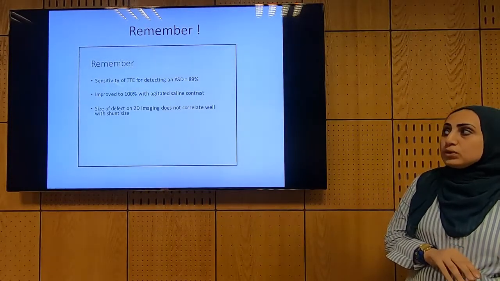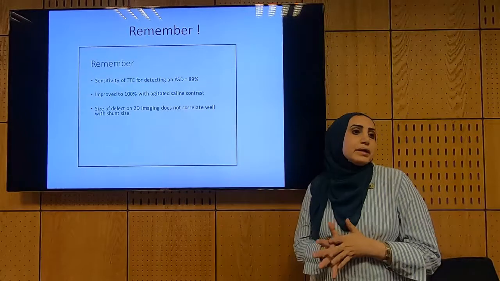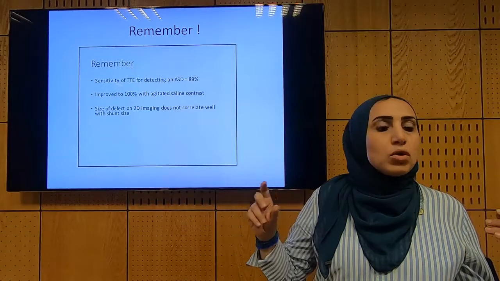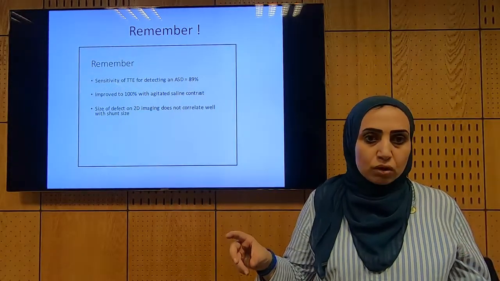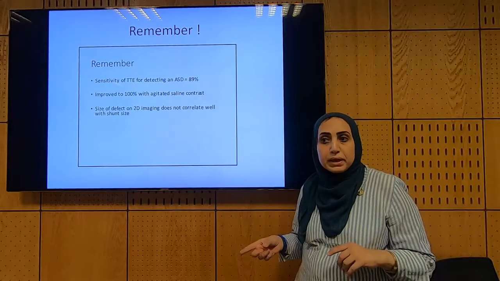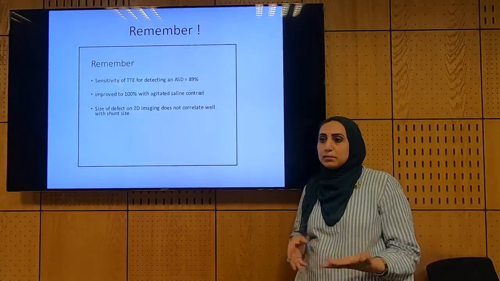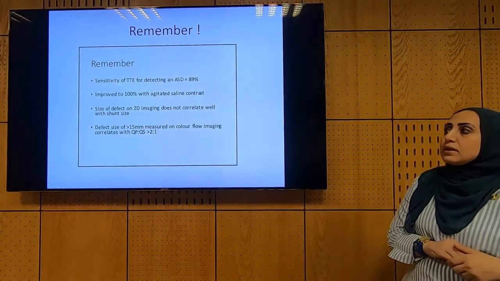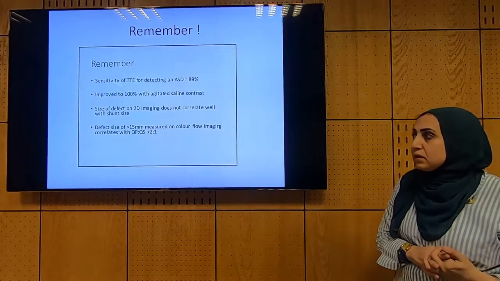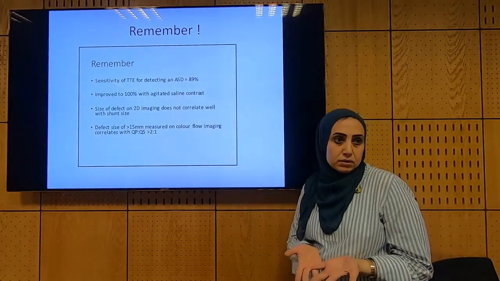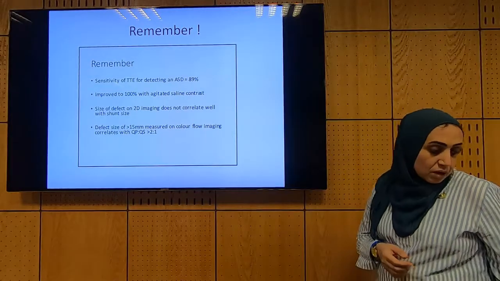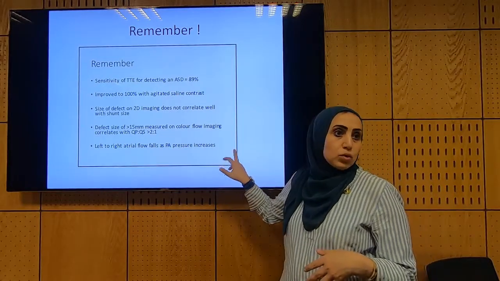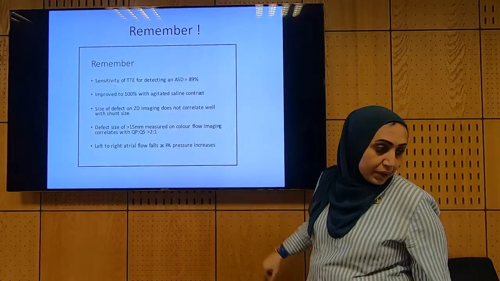The size of the defect on 2D does not correlate with the true size of the defect. I mean, the ASD is a 3D structure, so when you find it small in one plane by echo, it does not mean it's small. So you have to check in orthogonal planes, and you have to check for the hemodynamic effect, like dilatation of the ventricle and the atrium. Usually it's said that if the defect is more than 15 millimeters, the shunt will be significant. This is a rule of thumb. The left to right shunt will decrease if the pulmonary artery pressure increases, and we will see how to measure it by echo. Is that clear?